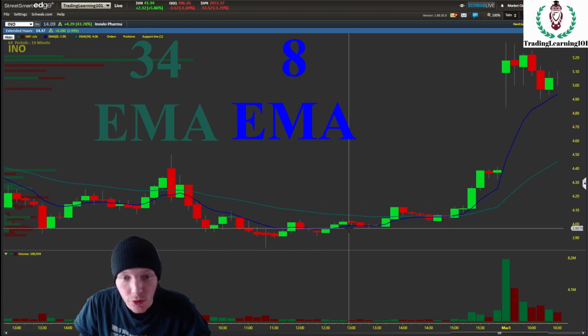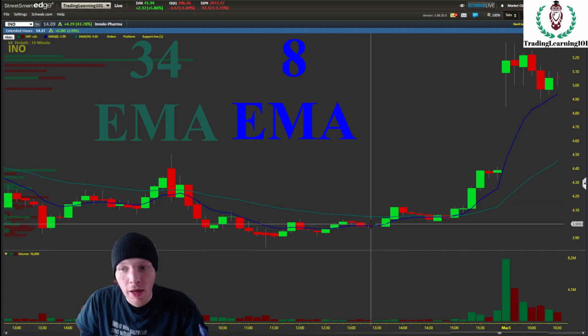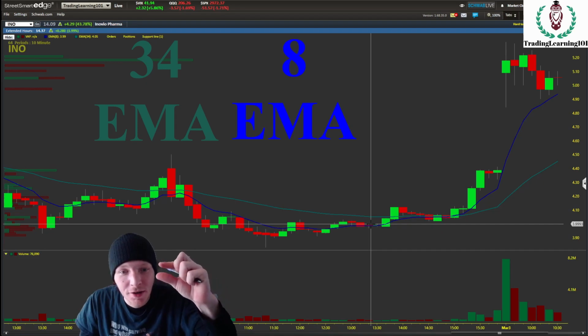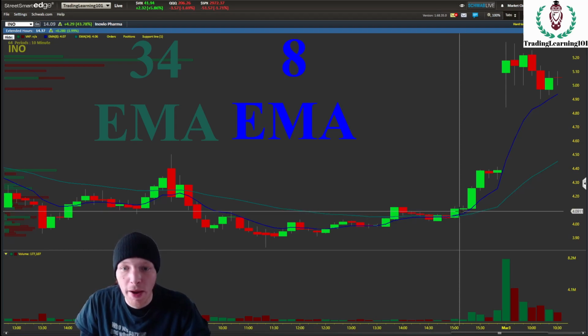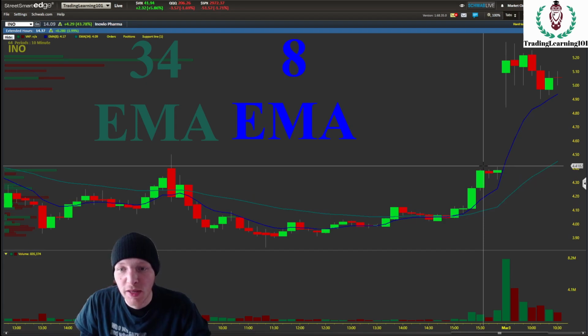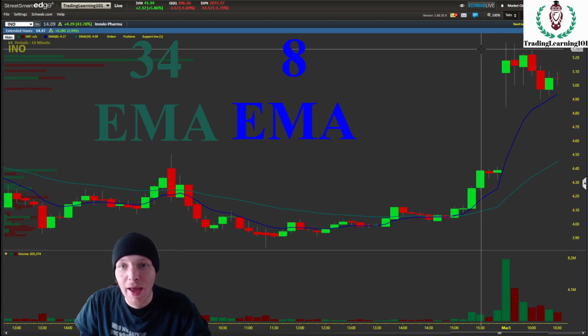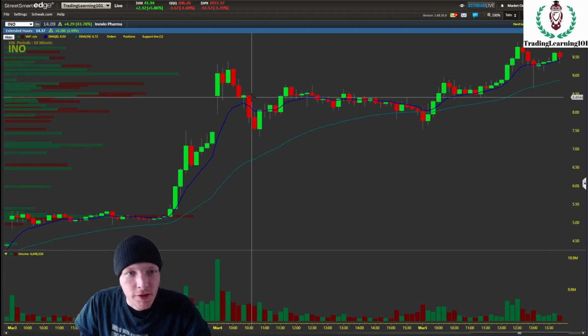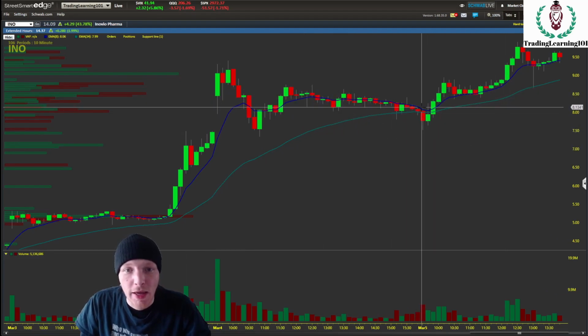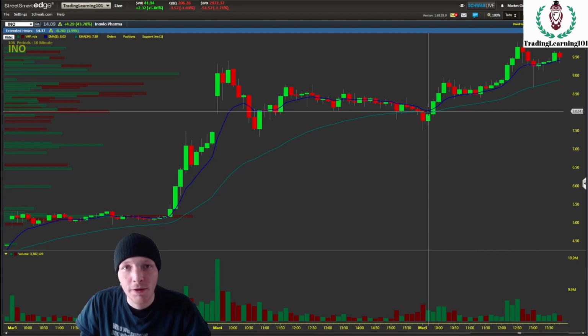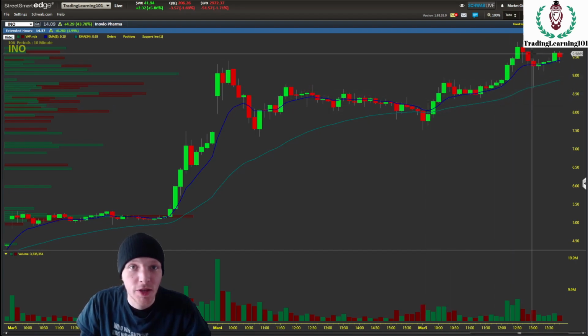The 8 EMA creeps up, they start to come together, getting tighter and tighter and tighter, and then right here in this area, the 8 EMA crosses over the 34 EMA, and look at this, we get this big spike up to 4, and it gaps up all the way up to $5. And then if we scroll over, the stock gaps up, moves up, retraces, and then right here in this area, the 8 EMA bounces right off the 34 EMA, and the stock continues higher.